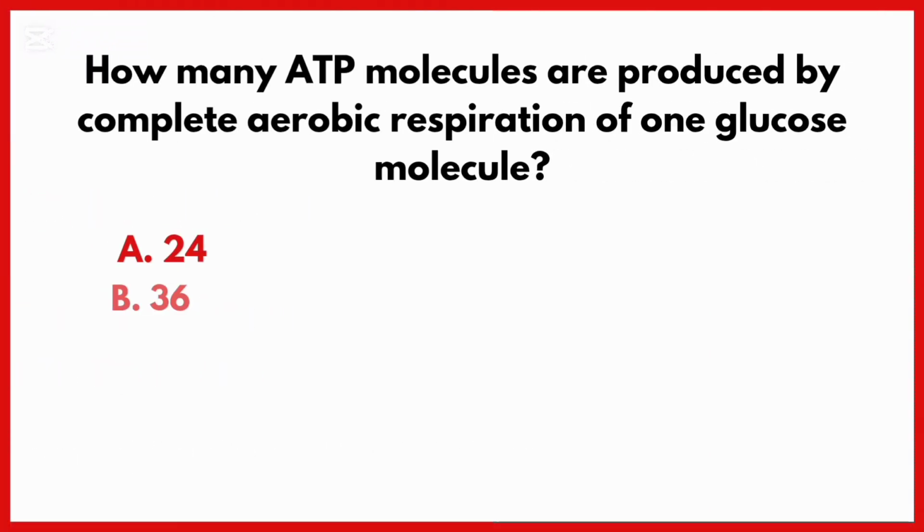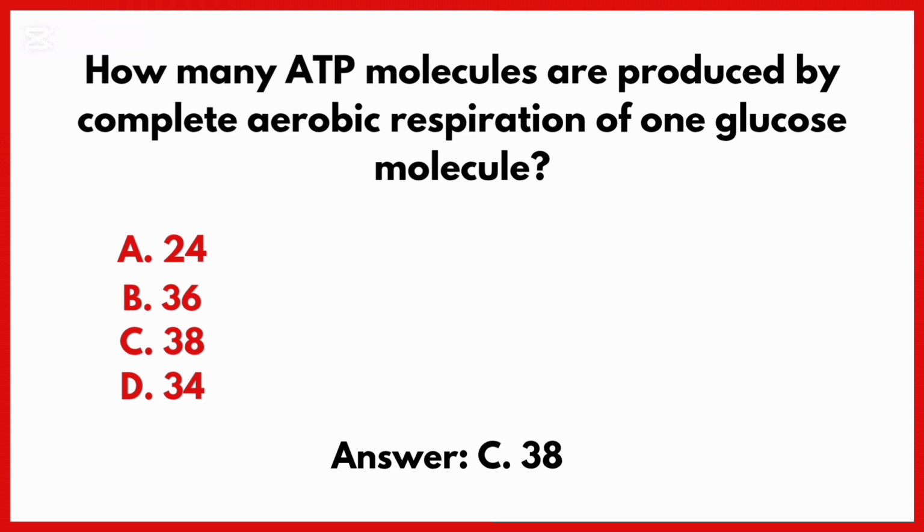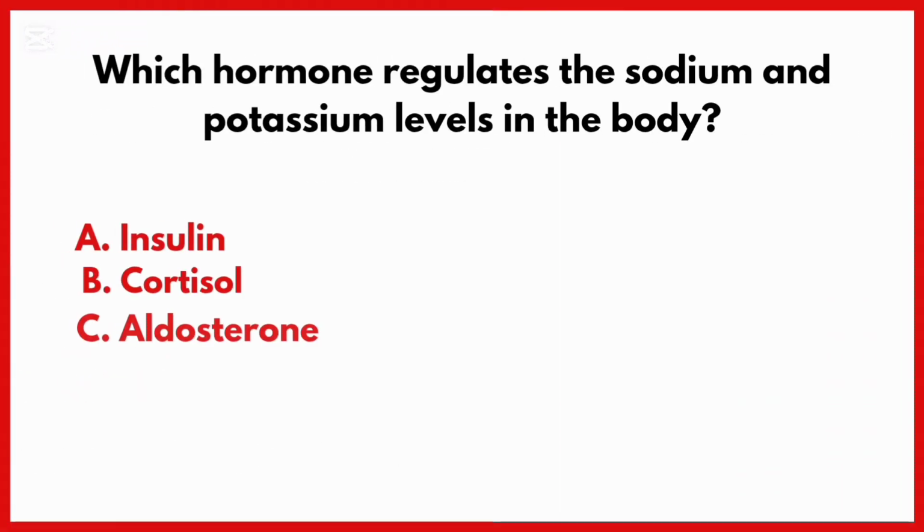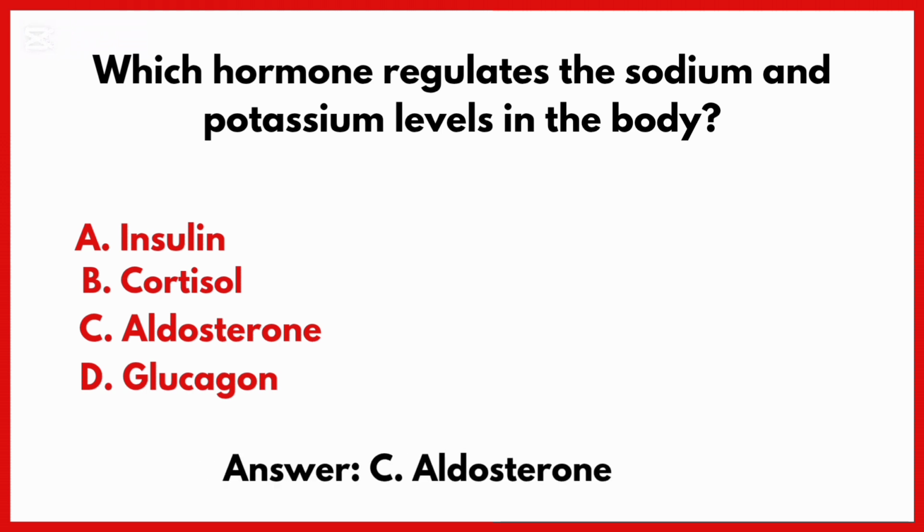How many ATP molecules are produced by complete aerobic respiration of one glucose molecule? Correct answer is option C, 38. Which hormone regulates the sodium and potassium levels in the body? Correct answer is option C, aldosterone.